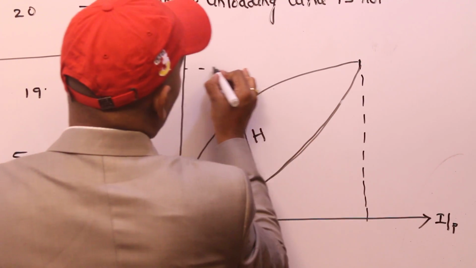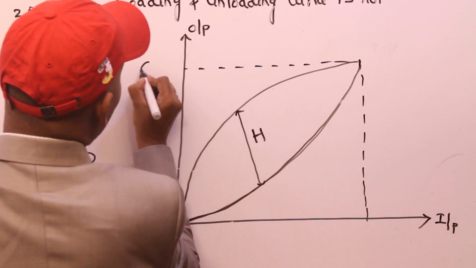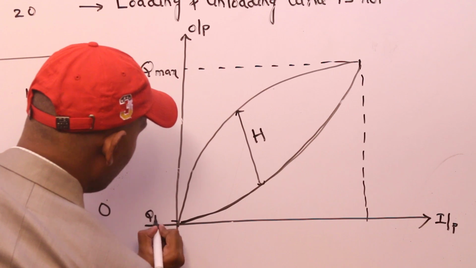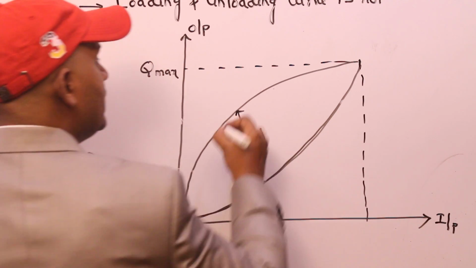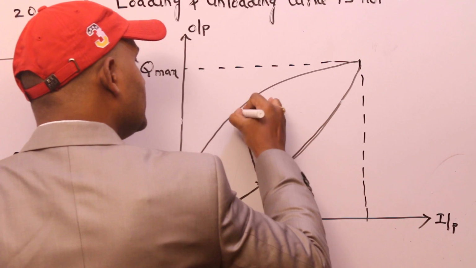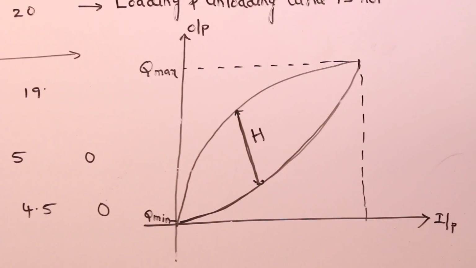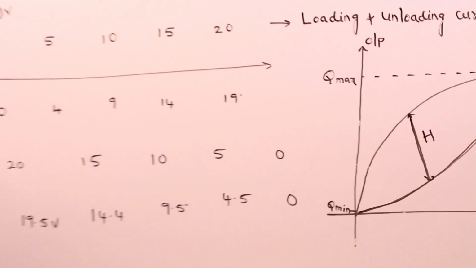Here this is the maximum output, Q maxima, and this is the minimum output, Q minima, and this is the hysteresis of an instrument. This is also one of the undesirable characteristics of an instrument. Practically, we don't expect these characteristics in instruments. They may exist in mechanical systems, and they also exist in electrical systems. For both systems it is possible.